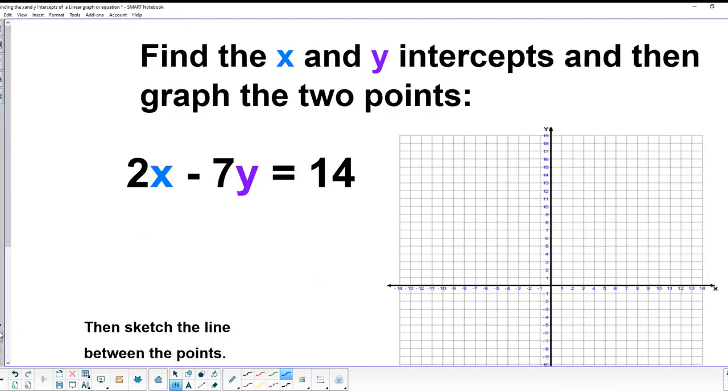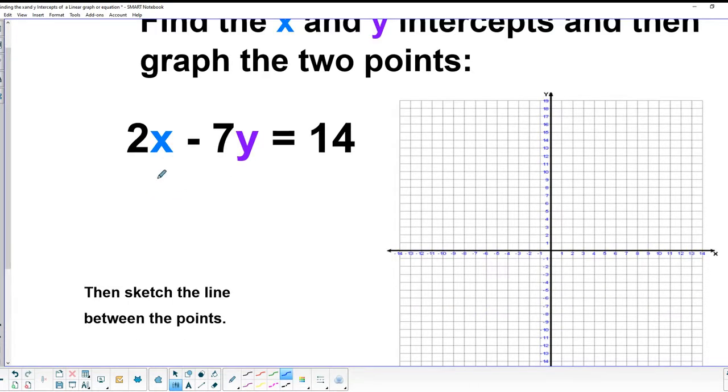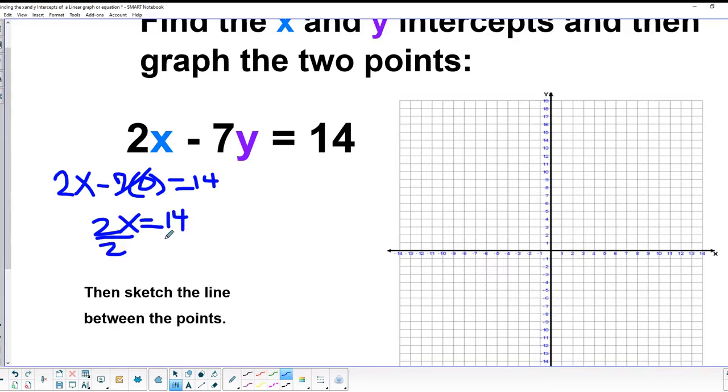Now, on a couple of problems that you're going to see on the assignment today, you're actually going to have to graph these intercepts after you find them. So let's show you what that looks like. Again, we're finding the x-intercept. We're going to let y equal 0. So we'll have 2x minus 7 times 0 equals 14. 7 times 0 is 0. So our equation reduces down to 2x equals 14. Divide by 2. So our x-intercept is equal to 7, and the y-coordinate is 0, as we showed up here.